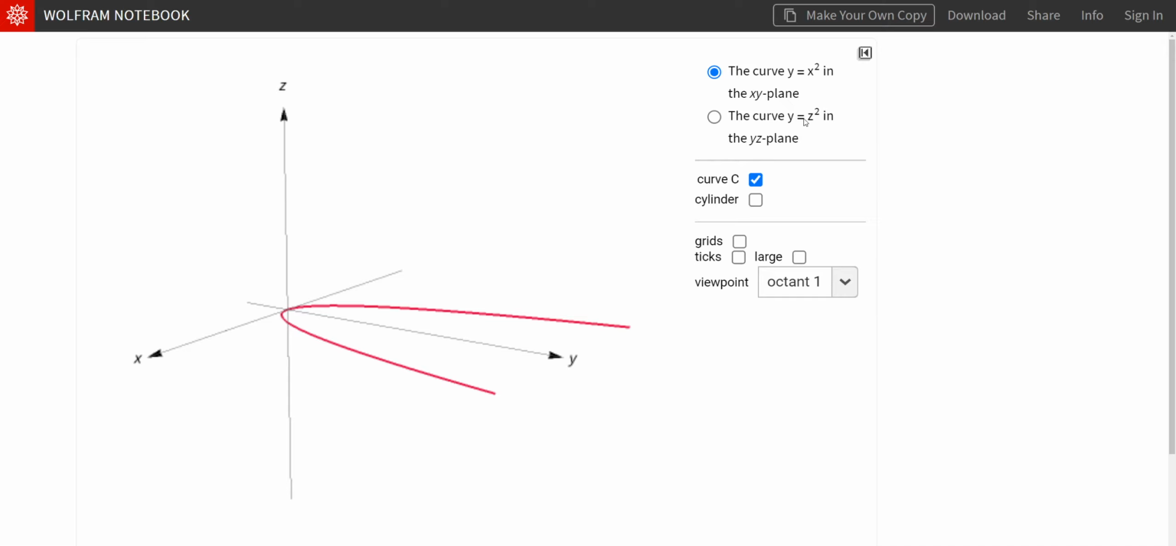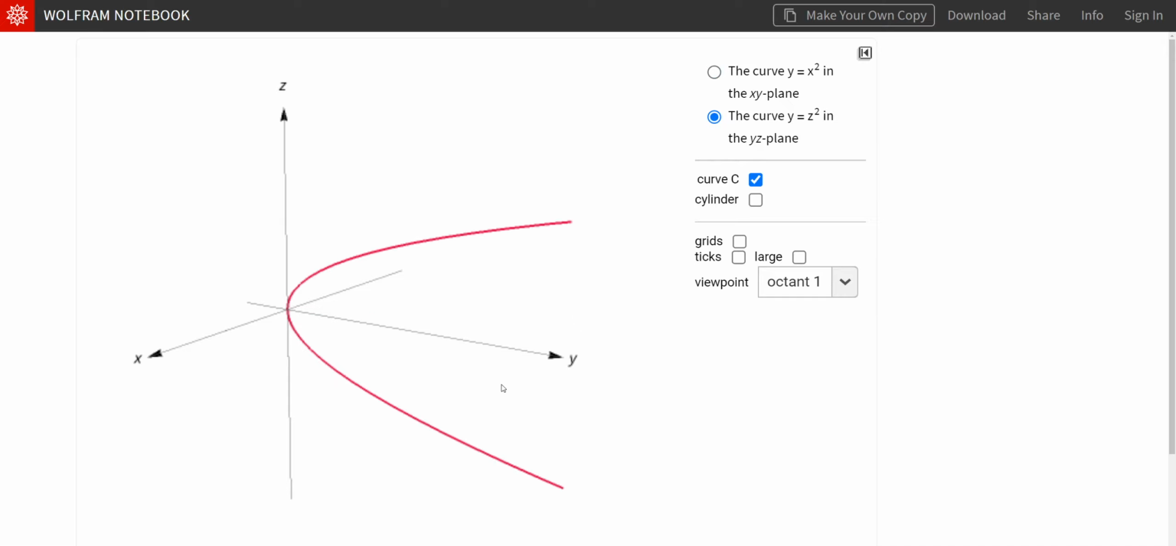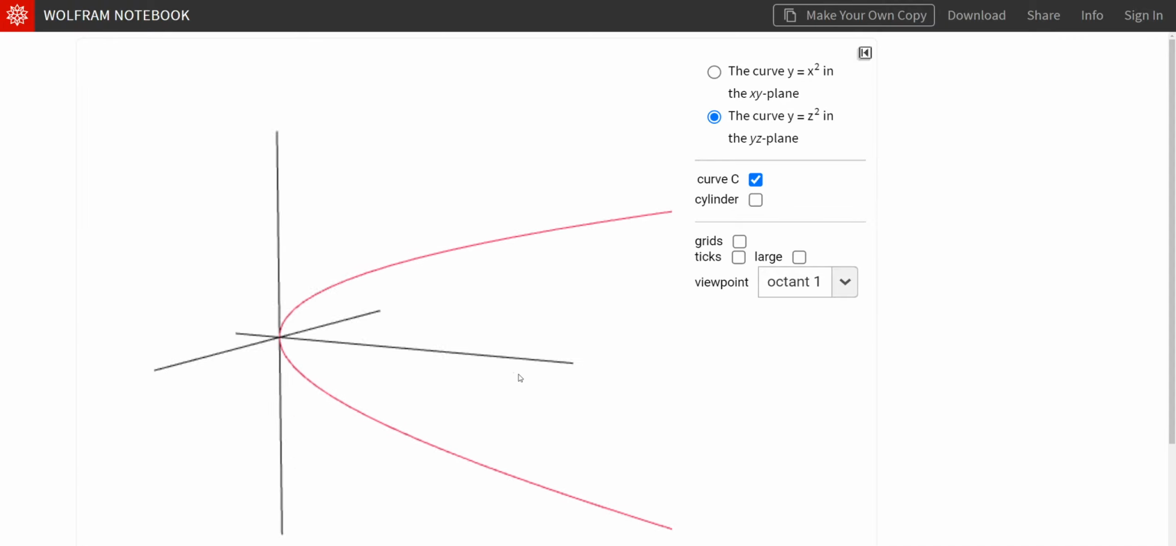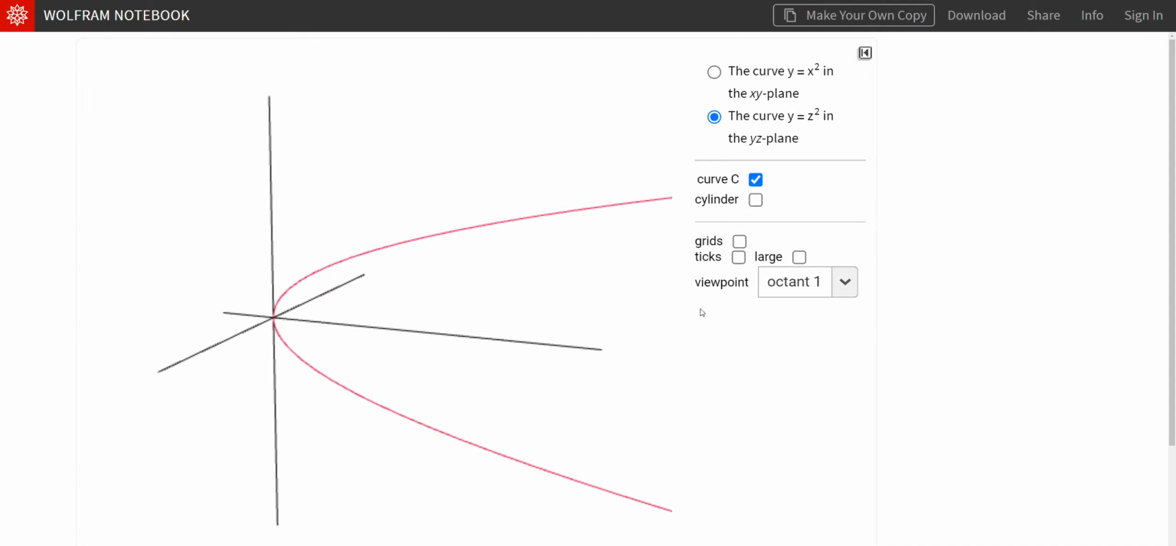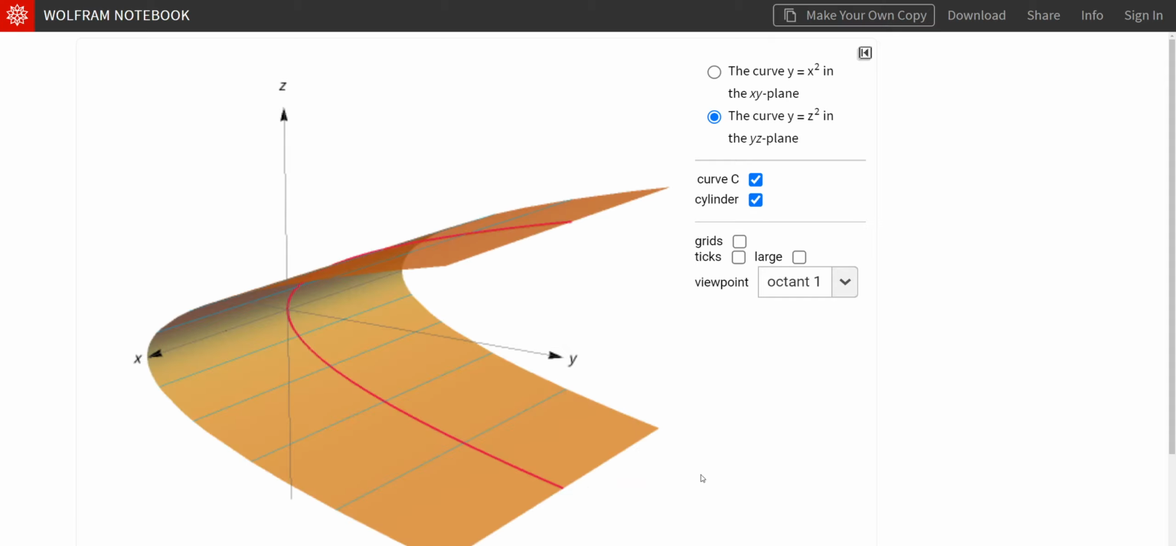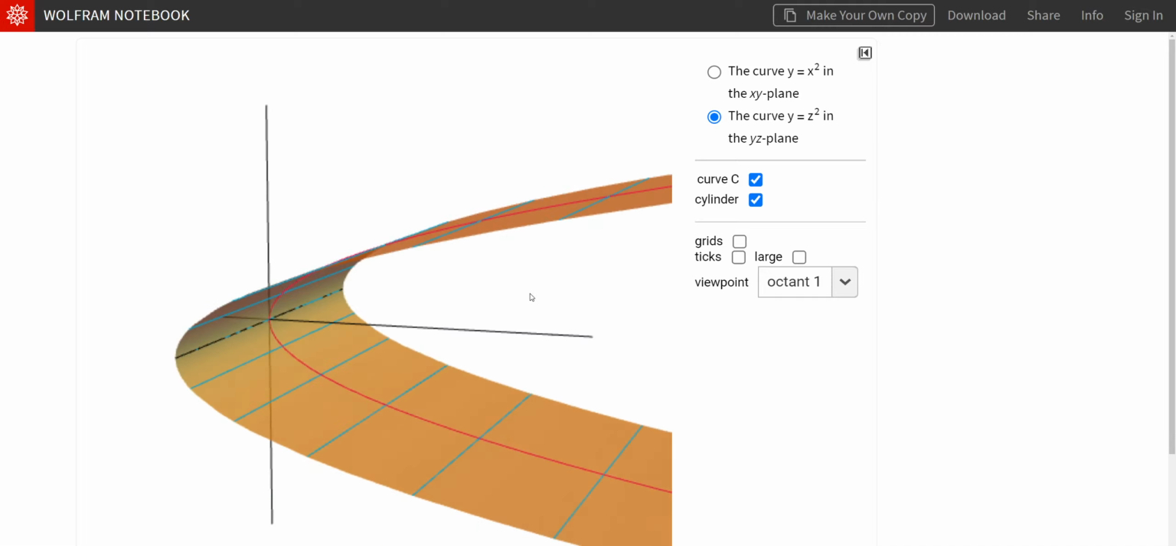Y equals z squared, that means if I set x equal to 0, I get y equals z squared. X equals 0 corresponds to the yz plane. And so what we're talking about is the curve y equals z squared in the yz plane. So this one. And then I'm going to extrude that along the x-axis. So I'm going to turn on the cylinder here. Imagine it extruded. There it is.